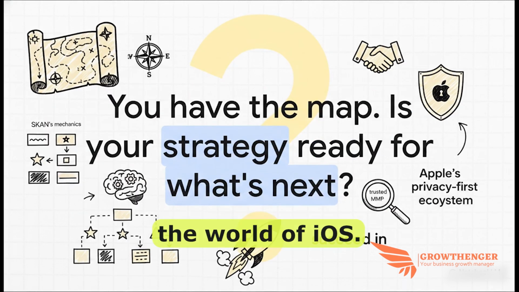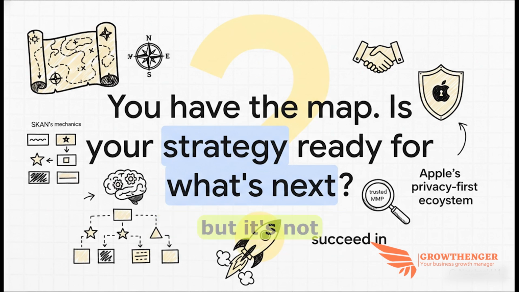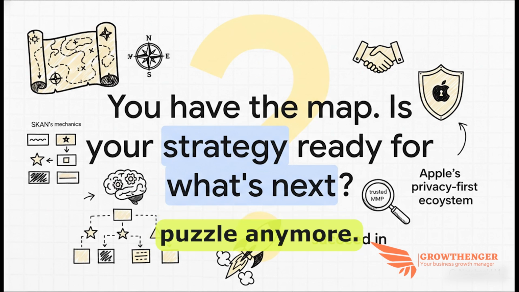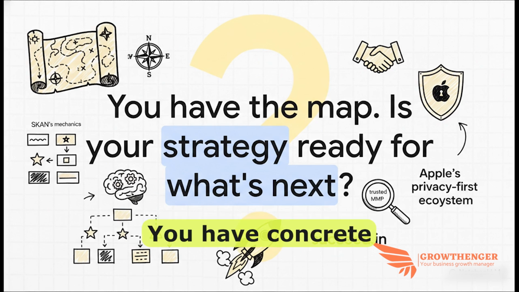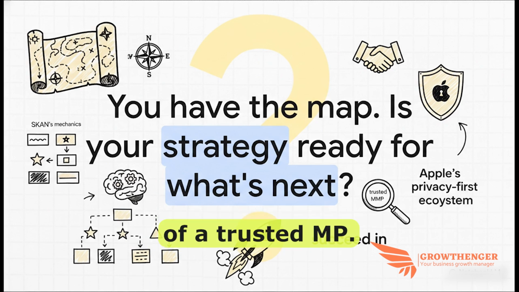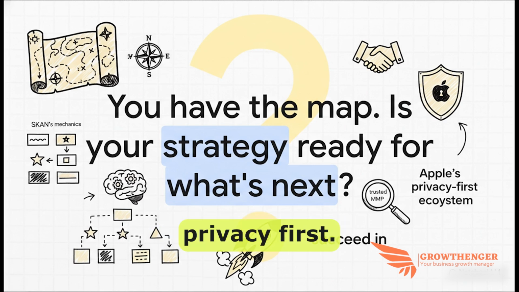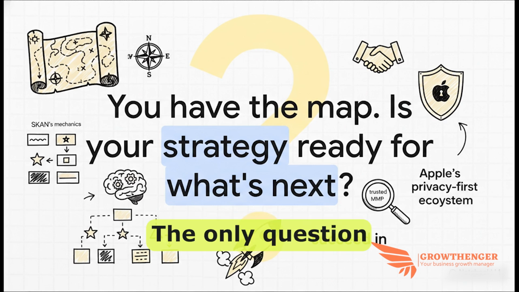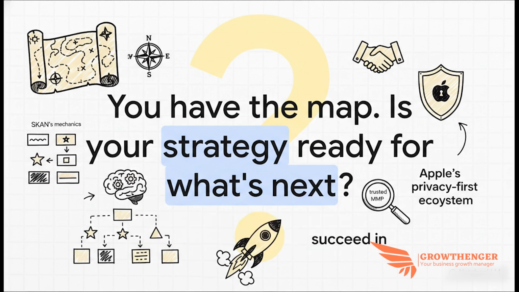So look, the world of iOS marketing has definitely changed, but it's not an unsolvable puzzle anymore. You have the new map, you understand how SKAN works, you have concrete strategies to try, and you know the critical role of a trusted MMP. You are fully equipped to succeed and even thrive in Apple's privacy-first ecosystem. The only question left is: is your strategy ready for what's next?